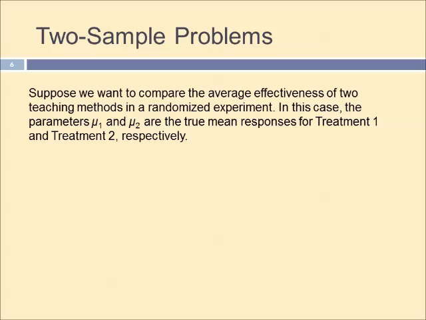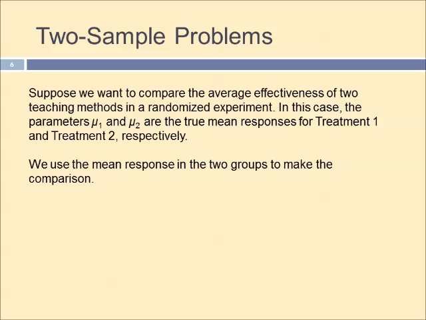Suppose we want to compare the average effectiveness of two teaching methods in a randomized experiment. In this case, the parameters mu1 and mu2 are the true mean responses for treatment 1 and treatment 2 respectively. And we use the mean response in the two groups to make the comparison.